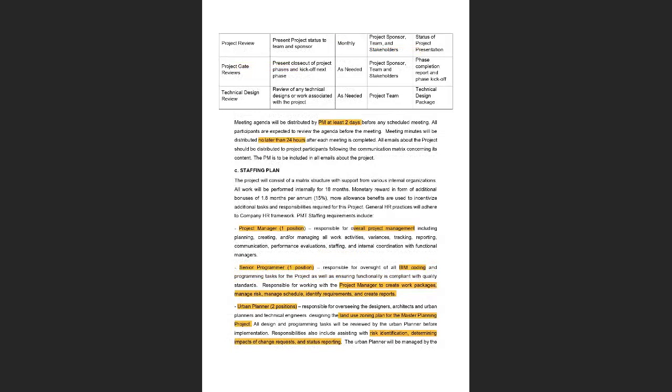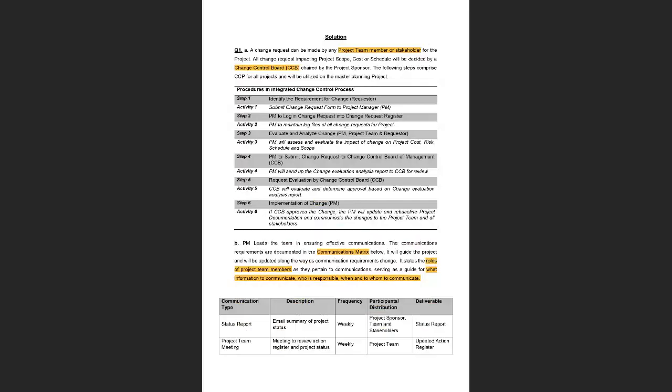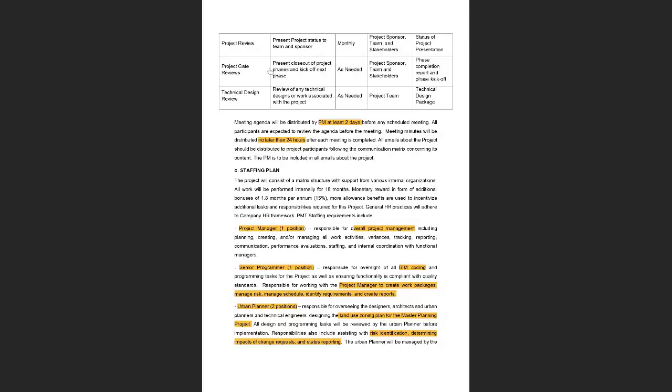And there can be some other updates as well. So, project review. Project review is reviewing the overall project status, presenting the project status to the team and the sponsor. The difference between the first one, the status report, and the project review is that the other one was a weekly update, and this is like an overall picture of the project. So this is a monthly update. Again, the participants are the same: project sponsor, team, and stakeholders.